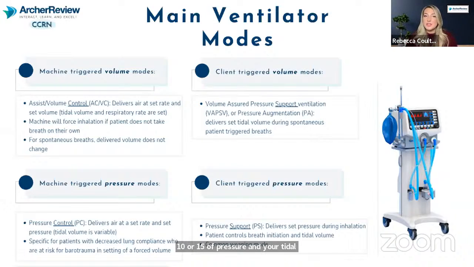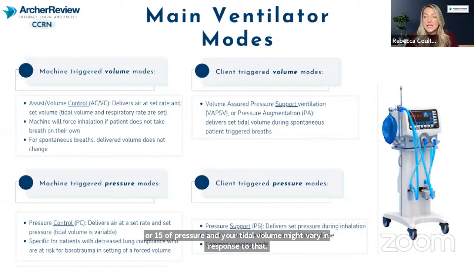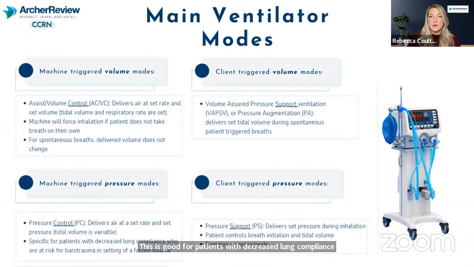This is good for patients with decreased lung compliance who are specifically at risk for that barotrauma, that we don't want to just force a certain amount of air. We want to give the lung the ability to kind of respond to the pressure being introduced, and it's just going to stretch as much as it's able to and take as much tidal volume as it can, instead of being at risk of being forced to take a certain amount of air.